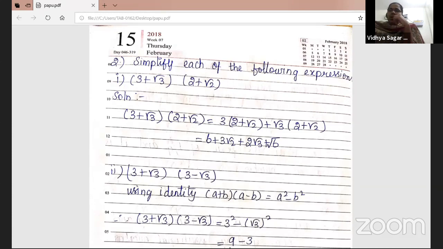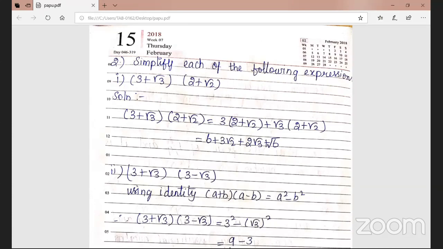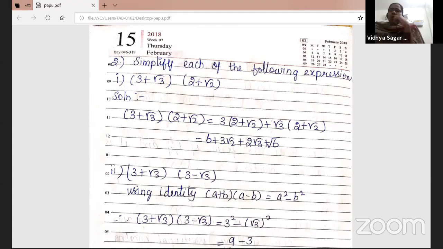You just multiply 3 into 2 will become 6. 3 into root 2 will become 3 root 2. Root 3 into 2 will become 2 root 3. And then next root 3 into root 2 will become root 6.